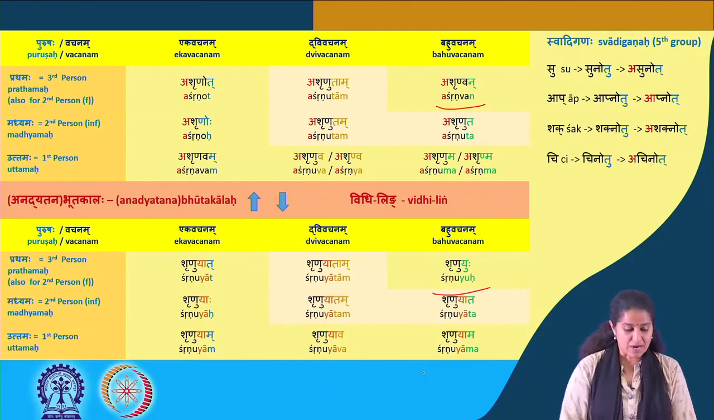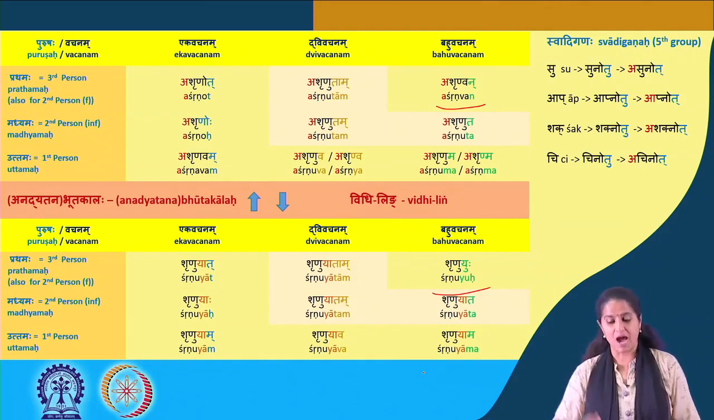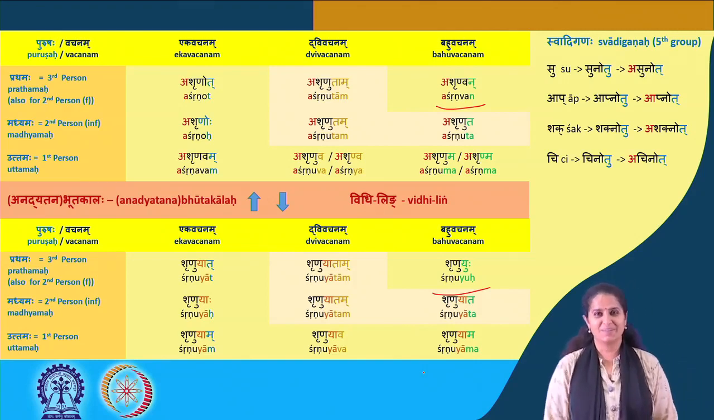Let's just try and do the vidhiling alone. Shrinuyat, shrinuyatam, shrinuyuhu, shrinuyaha, shrinuyatam, shrinuyata, shrinuyam, shrinuyava and shrinuyama. Uttamam. Let's move on.